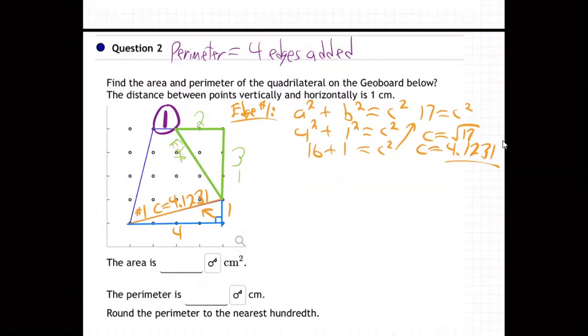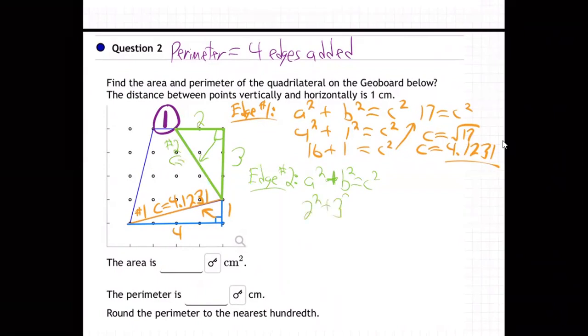This edge right here, edge number 2. So again, a squared plus b squared is c squared. That's how we find any slanted or diagonal length. We have to make a right triangle. The c is the side across from the right angle. This is edge number 2. I'm going to find out what c equals here.